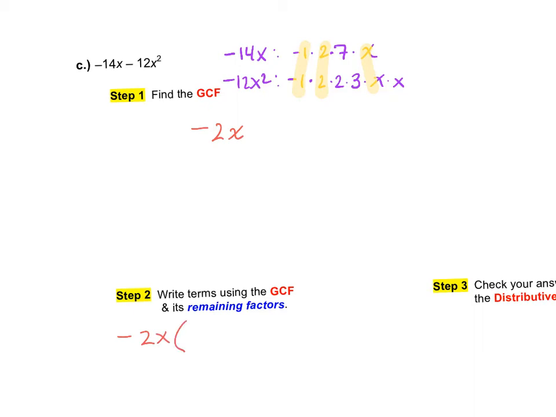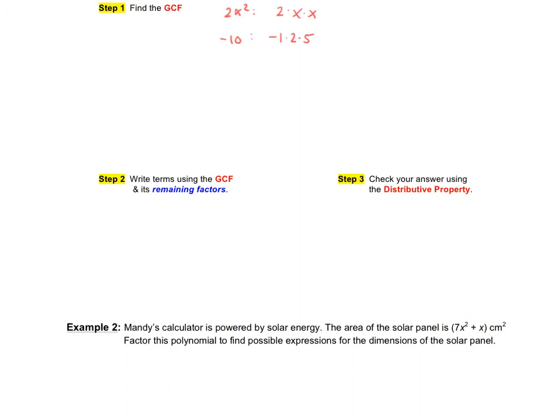And I'm going to write what I have left. So in the first one I had a 7, and in the second one I had a 6x. And I can check my work with distributive property. For example D, I'm finding the GCF, but I noticed when I listed out all of my terms that there was nothing in common. So there is no GCF, so therefore this one cannot be factored.